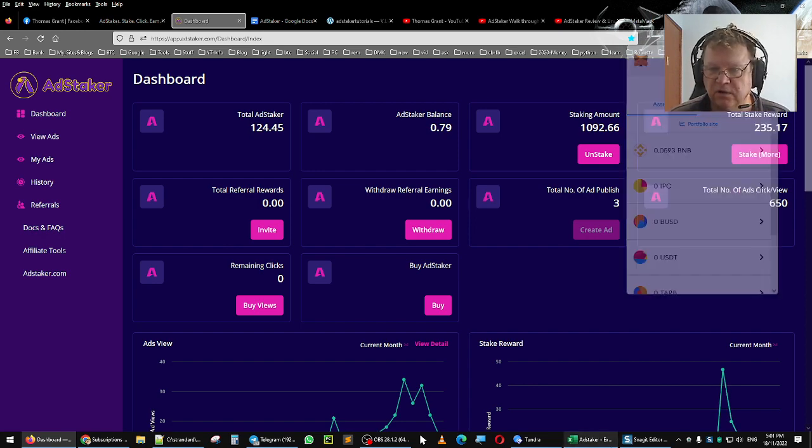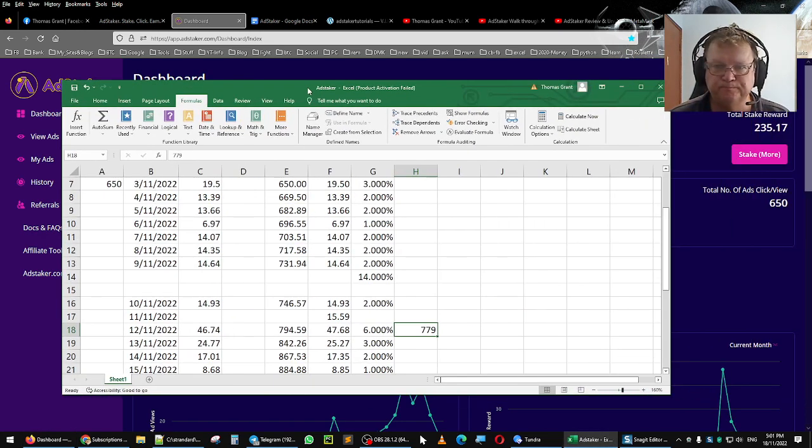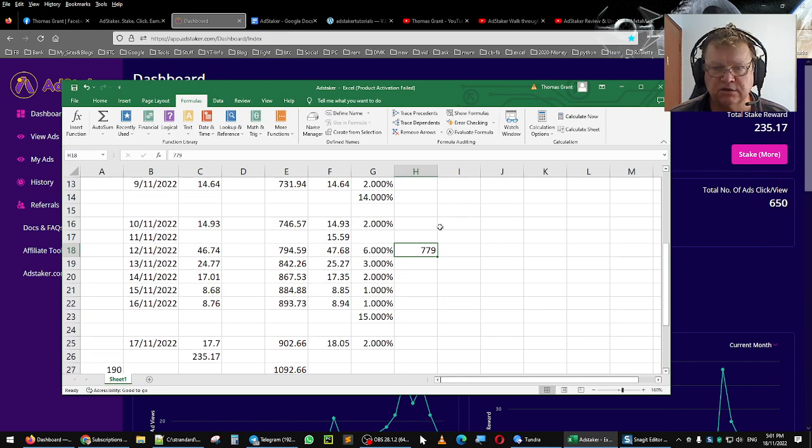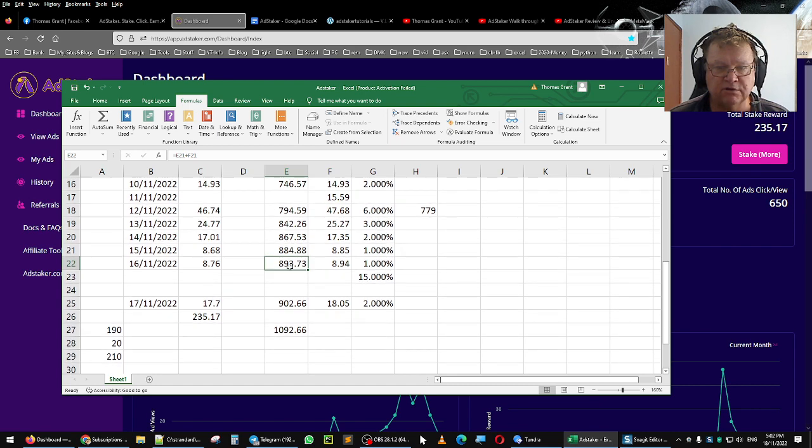Anyway, back to the stats here. Again, here's 2% for that day, 6%, 3% to 1. So that particular week, those 7 days, was a 15% increase on my return. So my count went up to 893. Then it was 17.7 AdStaker tokens here, so it went up to 902.